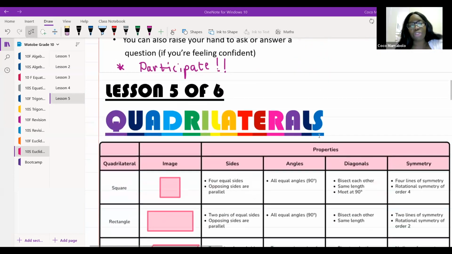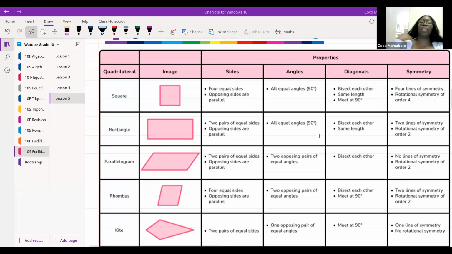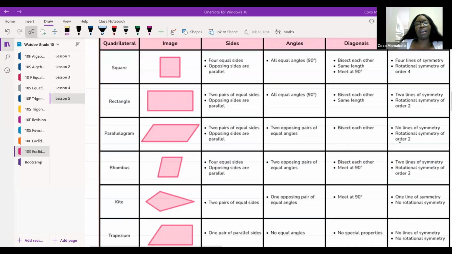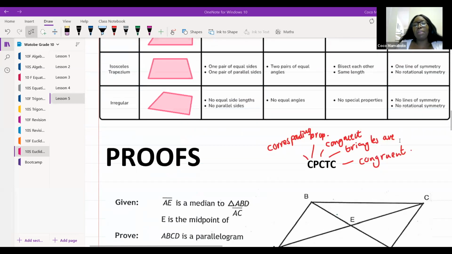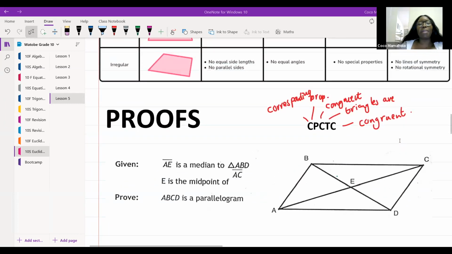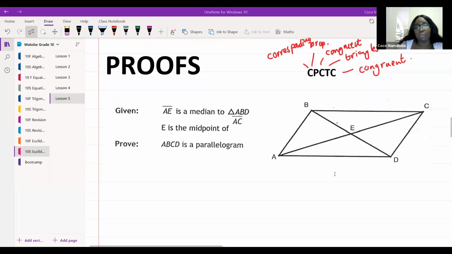Quick recap of quadrilaterals as we had seen them, and we're going to be looking at proofs. And remember that wonderful word that we had learned before: corresponding parts of congruent triangles are congruent. I think we have already done this one. We've already proved this one.